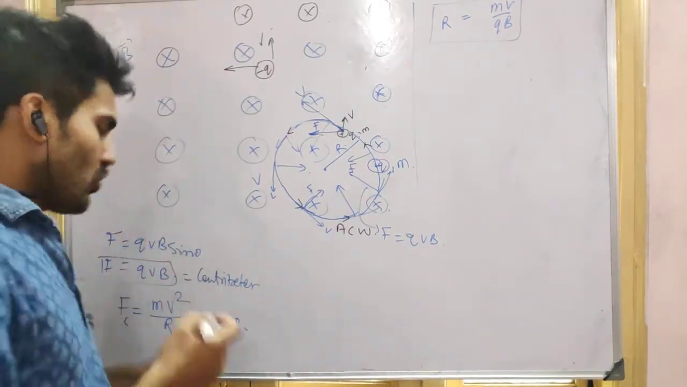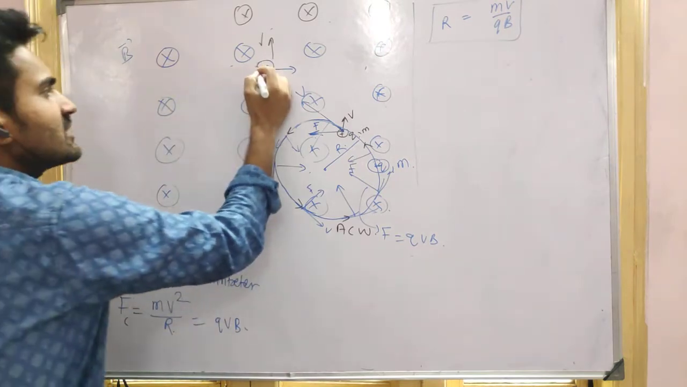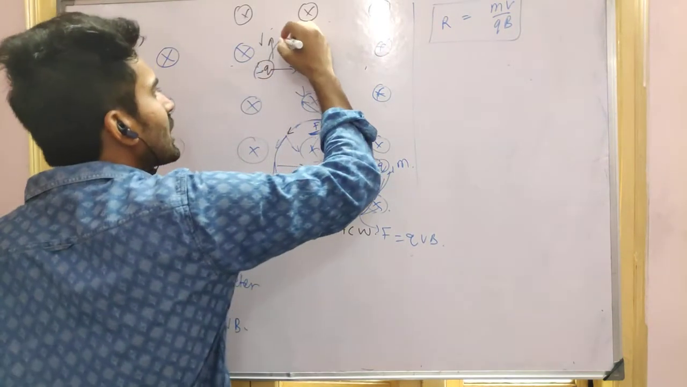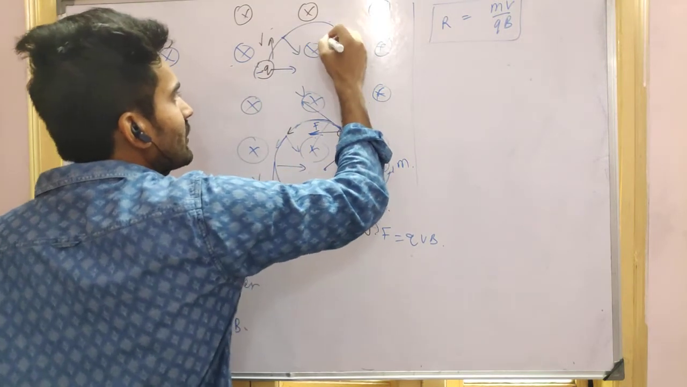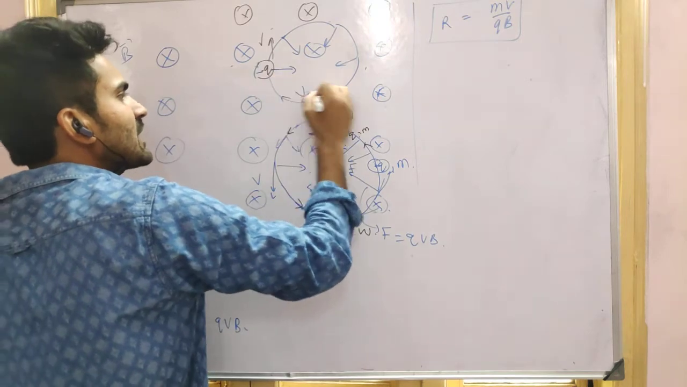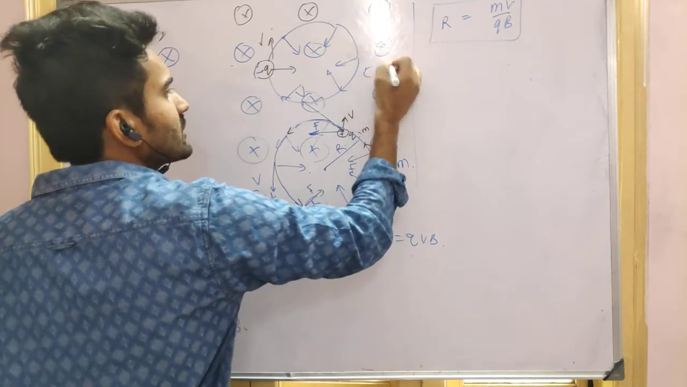Tell me yes or no? No. The force direction will be here. Why? Because it is a negative charge. So, again, if we come here, force will be here. Like if it comes here, force will be here. If it comes here, force will be here. So like this, it will create a circle. Now this will be the clockwise.